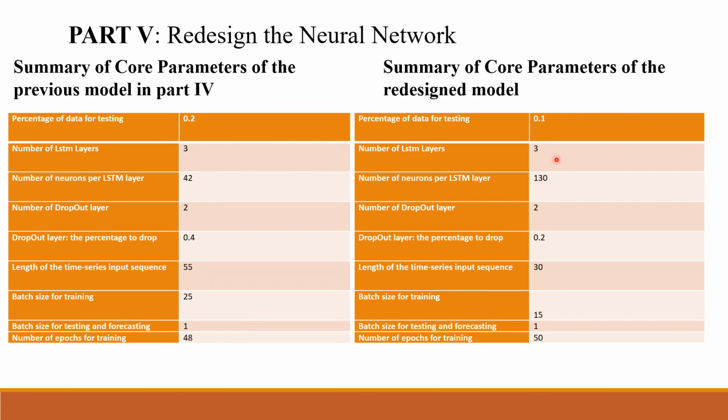The LSTM layers were the same at 3. The number of neurons in the first one was 42, but increased to 130. The number of dropout layers for the first one was 2. The second one remained at 2. For the dropout layer, the percentage to drop, the first time I used 0.4. The next time I used 0.2.